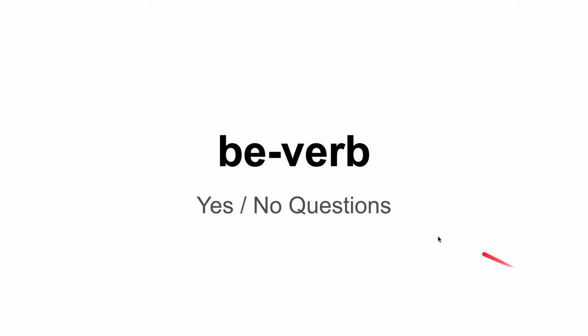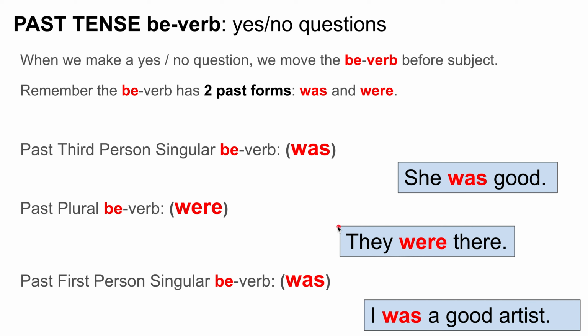Okay, let's move forward and we're going to look at yes/no questions now. How to make questions with the be verb. So when we make yes/no questions, we move the be verb before the subject. Remember, the be verb has two past tense forms, was and were. The past third person singular be verb: was. She was good. And the yes/no question: Was she good?